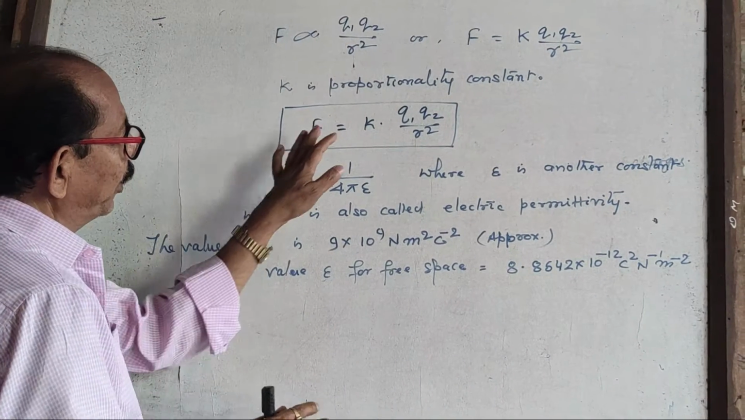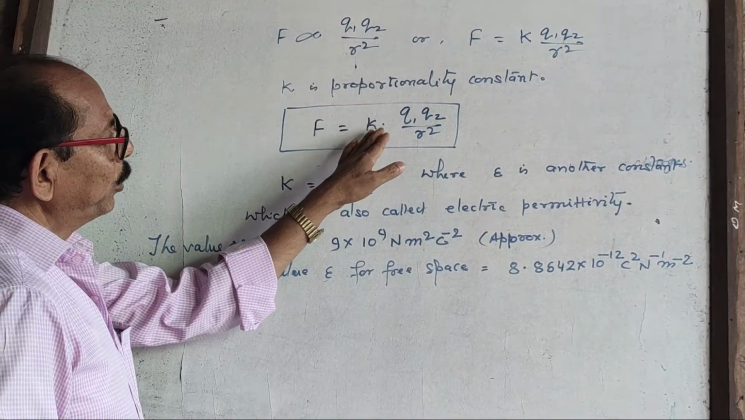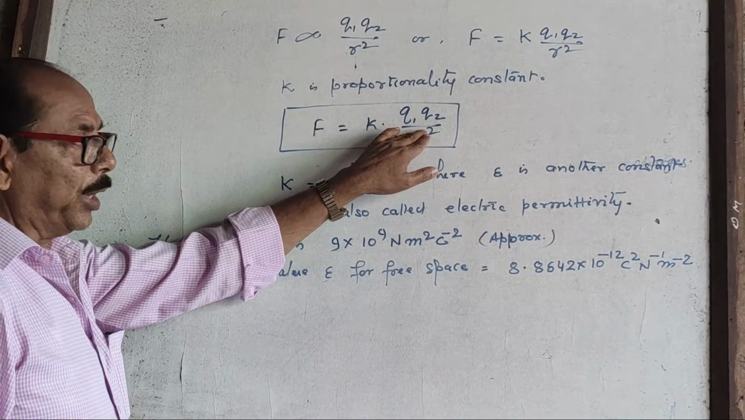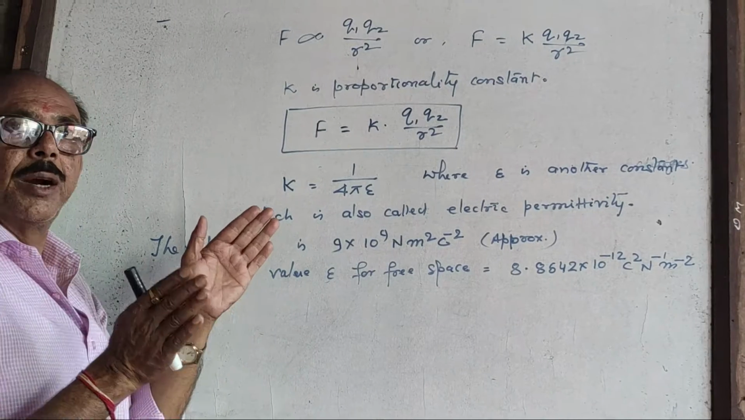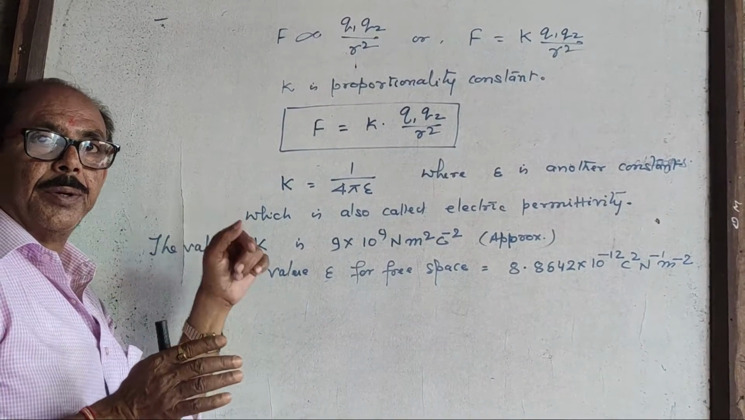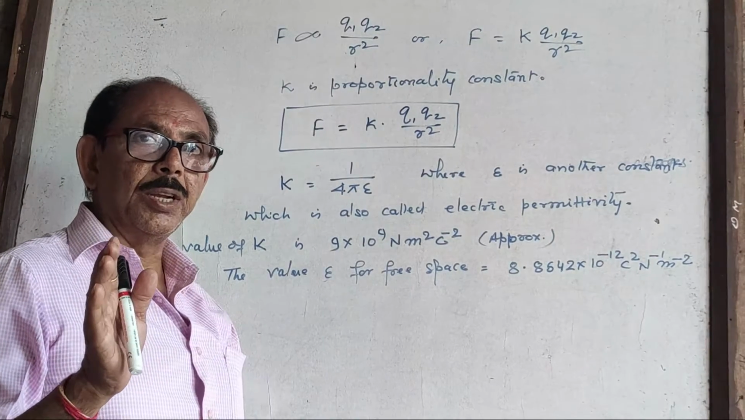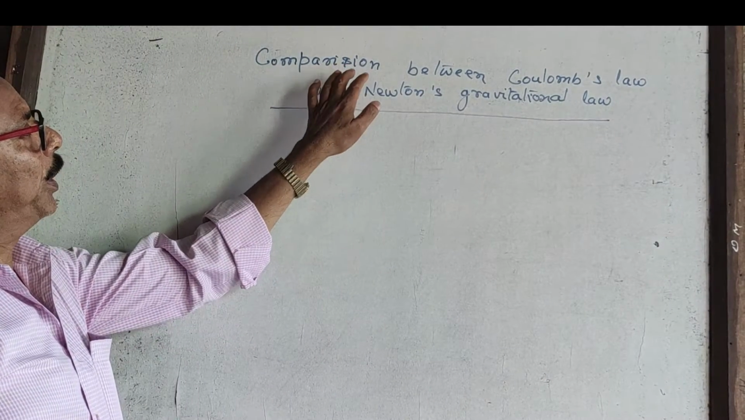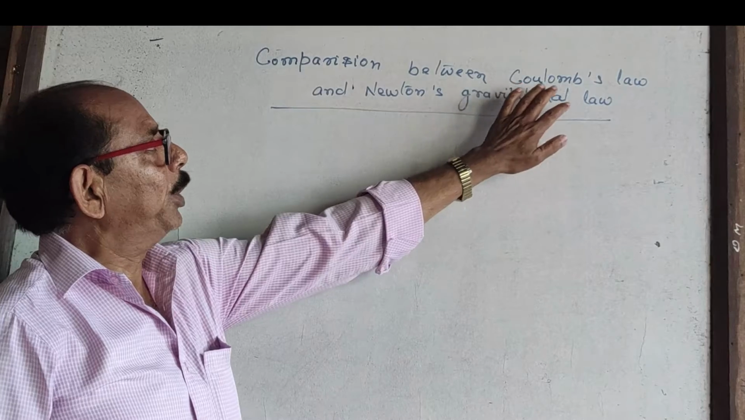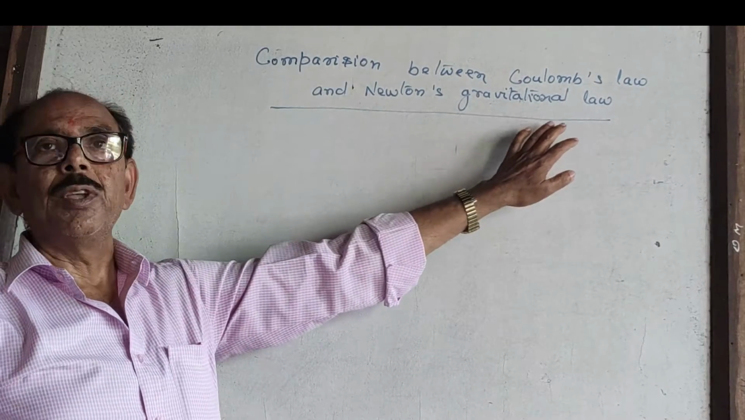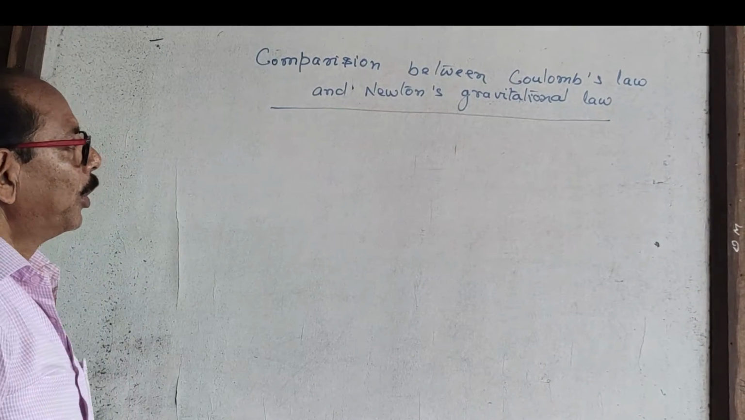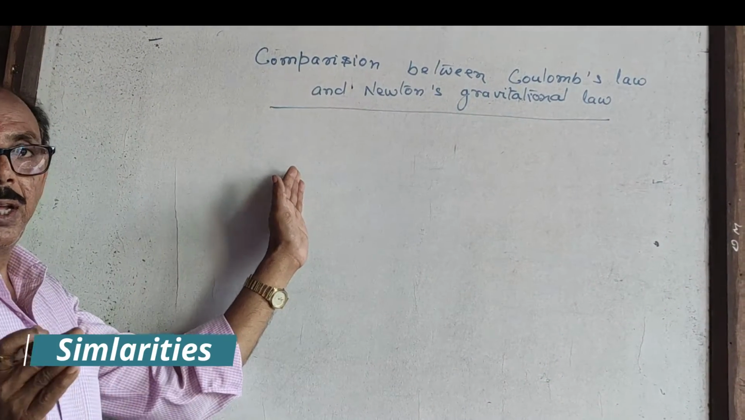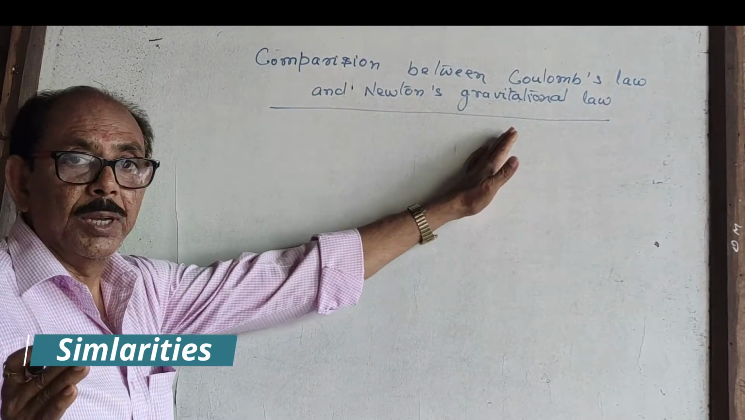We see this relation, F is equal to K into Q1 Q2 by R square. Now we can compare this result with the gravitational law. Now we are going to compare Coulomb's law and Newton's gravitational law. What is the similarity between Coulomb's law and Newton's gravitational law?